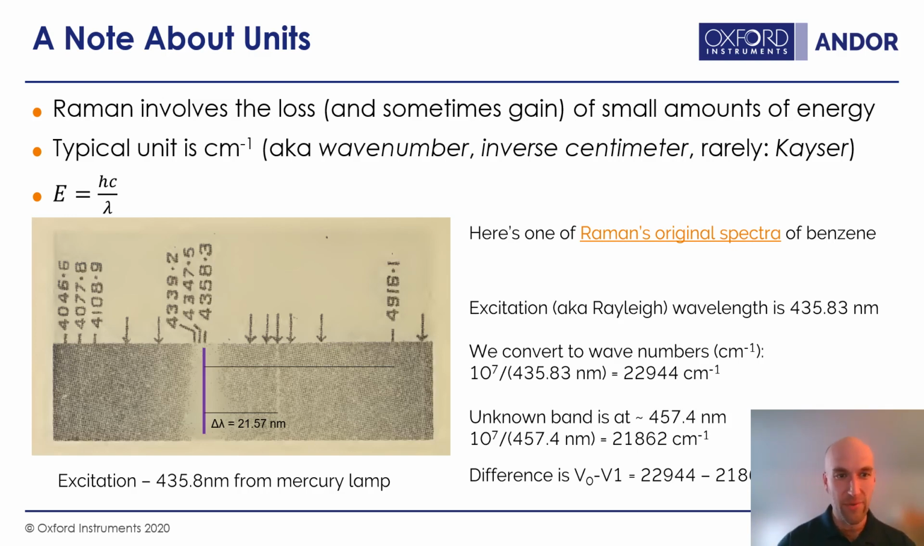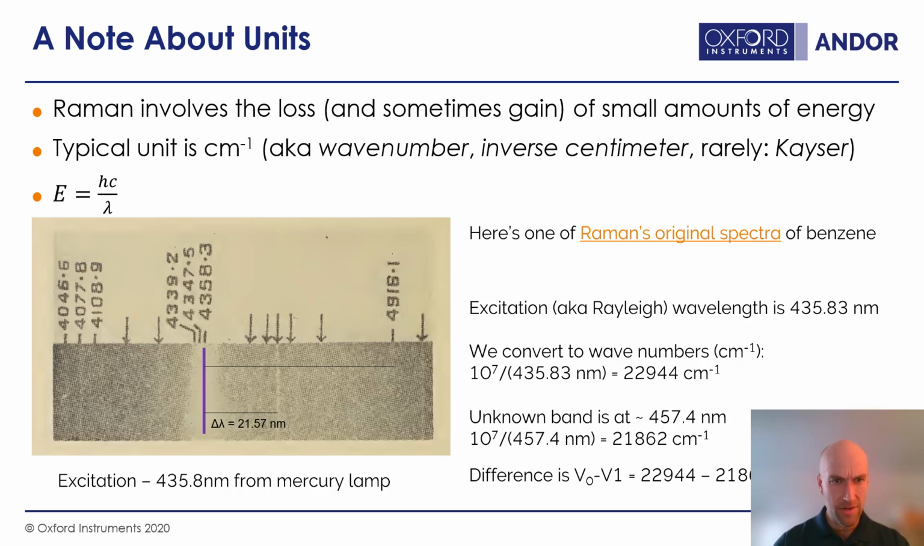So how do we go from a real wavelength spectrum to a Raman spectrum? Maybe this isn't the best example, but I thought it was quite cool because it's one of Raman's original spectra of benzene. The excitation is at 435.83, the line from a mercury lamp. Here I've highlighted it in purple. And we convert to wave numbers for the original excitation wavelength. To get from nanometers to inverse centimeters, we take 10 to the 7 divided by the wavelength in nanometers, and we get about 23,022,944 wave numbers, or inverse centimeters.